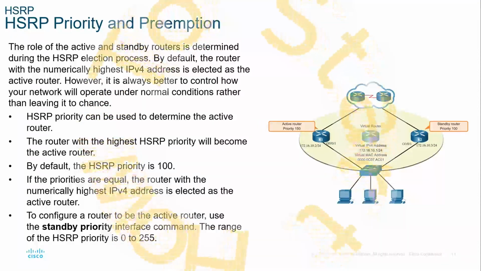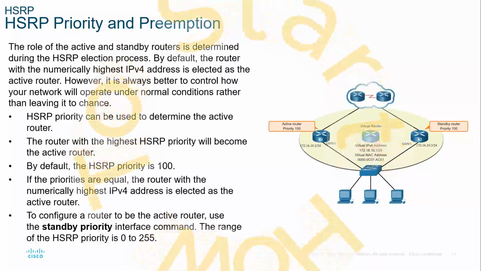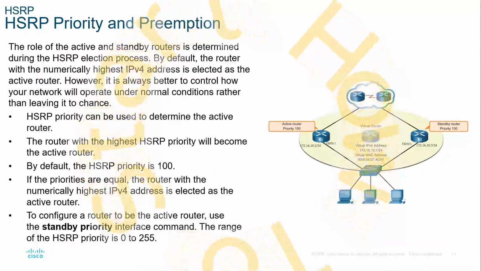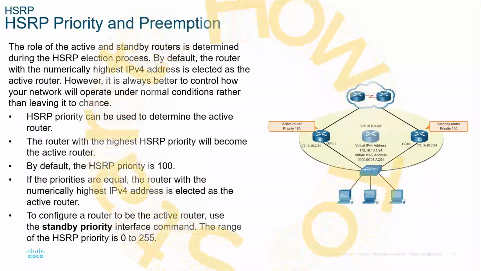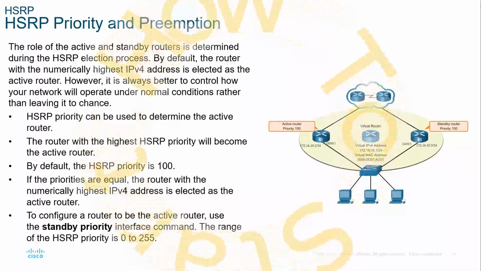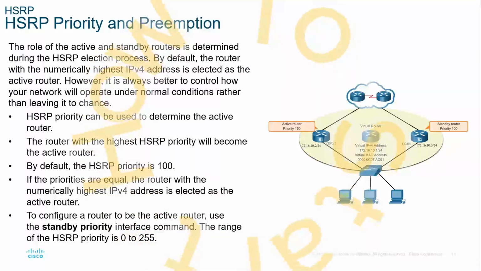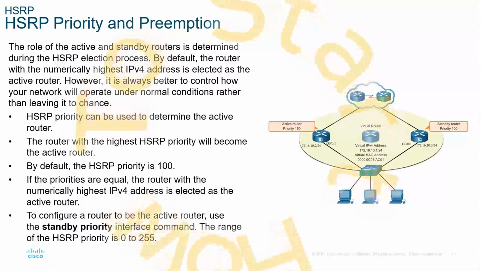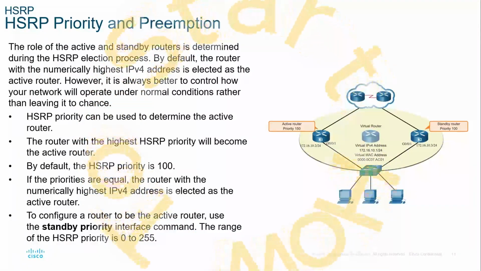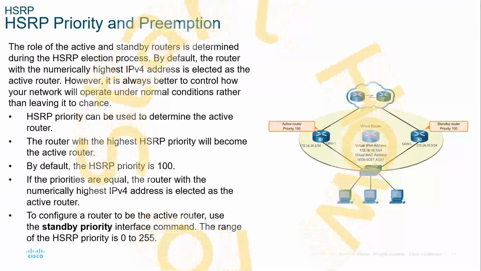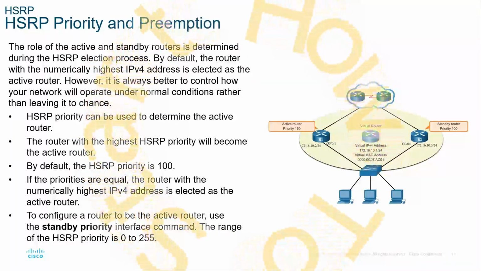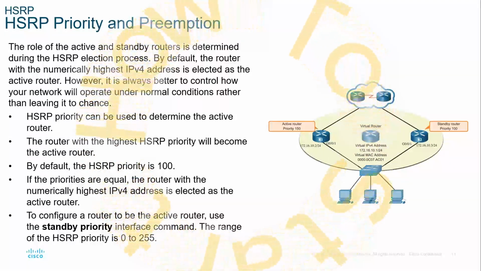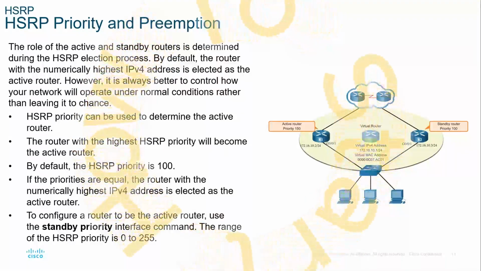The election process works by looking at the configuration. By default, the router with the numerical highest IPv4 address is elected as the active router. However, we can do some priority changes if necessary. The priority can be used to determine the active router. The higher the priority, the greater the likelihood that it will become the active router. By default, HSRP priority is set to 100. If the priorities are equal, the highest IPv4 address will be the active router.